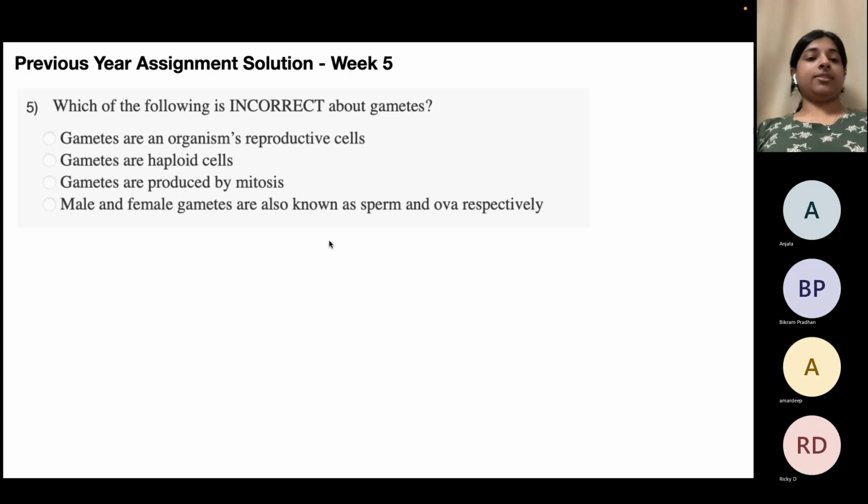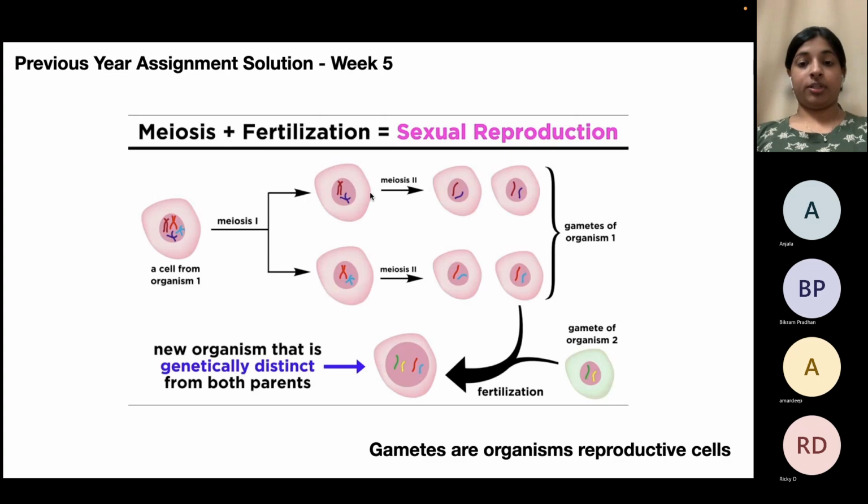The next question is, which of the following is incorrect about gametes? So again, we have seen that gametes are a product of meiotic division. What happens is there is a normal cell, say 2n. There is first round of meiosis resulting in two daughter cells. This again undergoes another round of meiosis resulting in four haploid gametes. They are the organism's reproductive cells, and this is what fuses with the gamete of another organism, ultimately resulting in formation of a daughter cell.